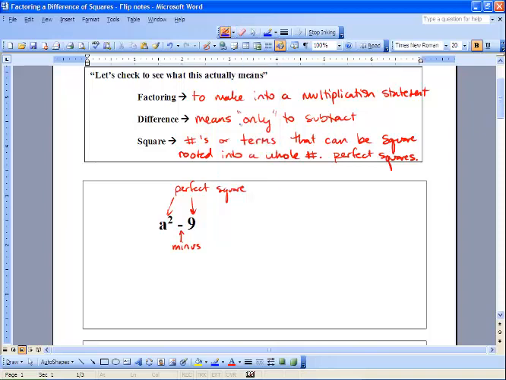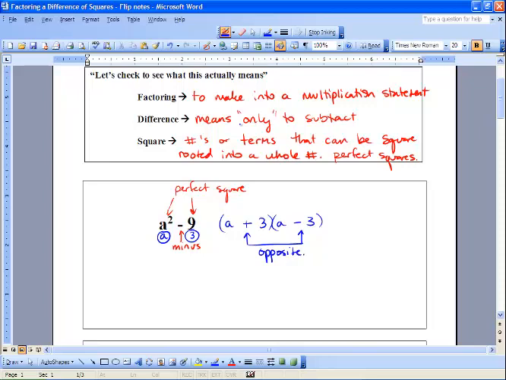Now we're going to ask ourselves, what makes up a squared? Well, a times a. And what makes up 9 when we square root it? 3. So 3 times 3 is 9, and a times a is a squared. Now we're going to factor our binomial and put our two terms into our brackets. And now, this is the most important point, we've got to put some signs into our brackets. Our first one can be positive, and our second one has to be negative. It doesn't matter which order you put them in, but they have to be opposite.